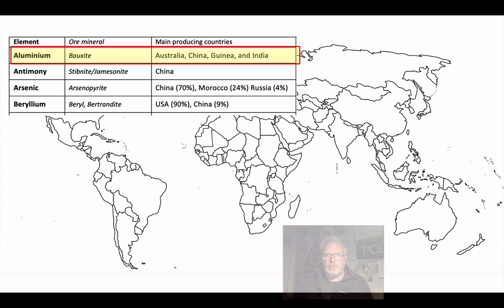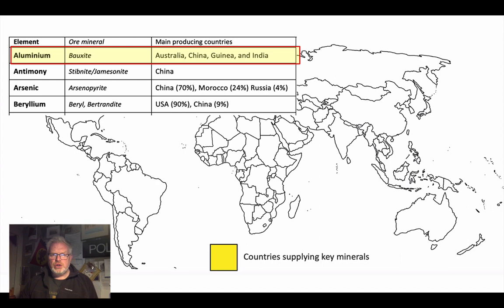So if we then, on our map, shade in the countries that produce aluminium and label up those countries with the chemical symbol for that element, we can start to put our map together.